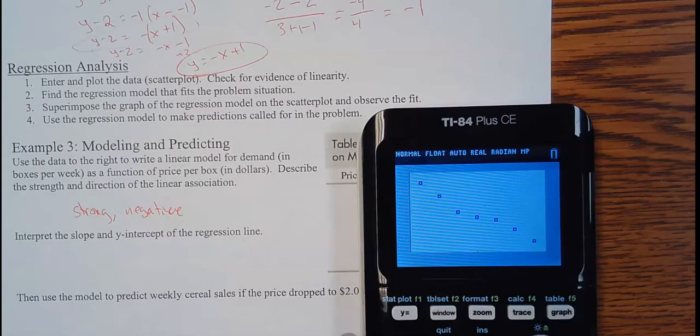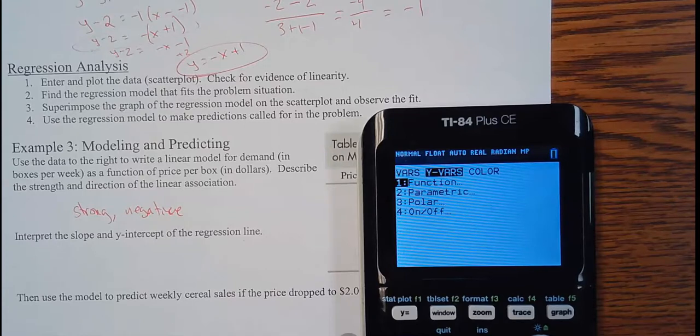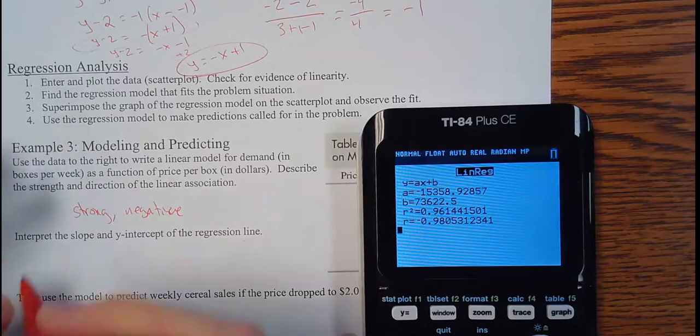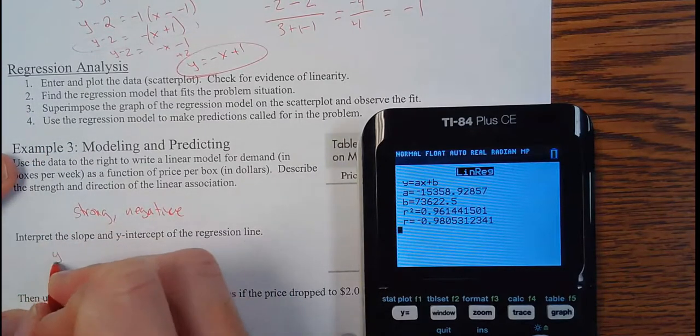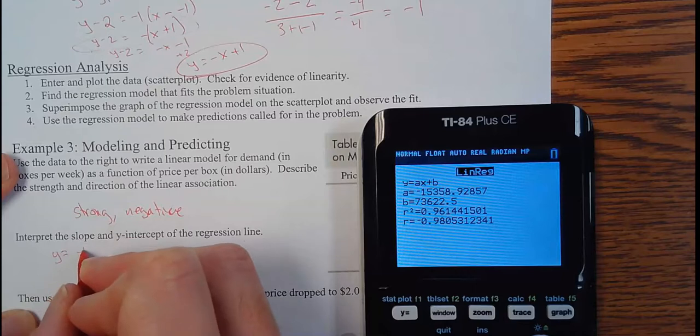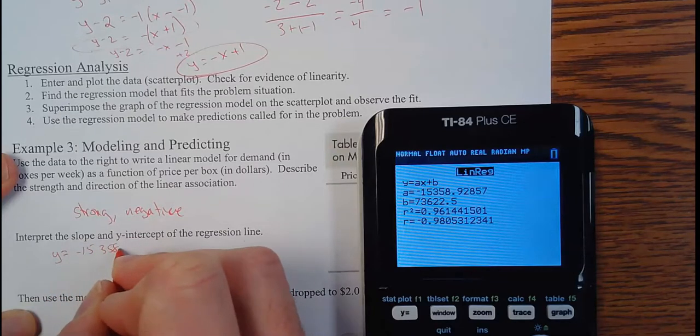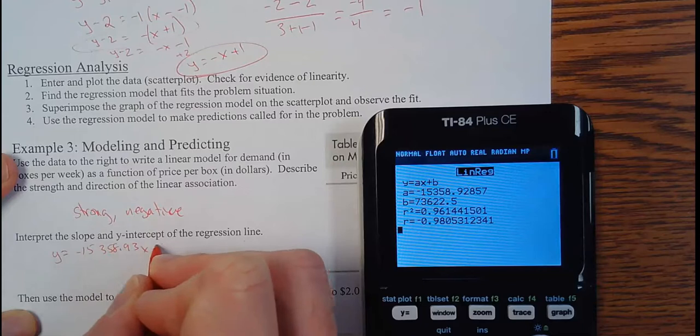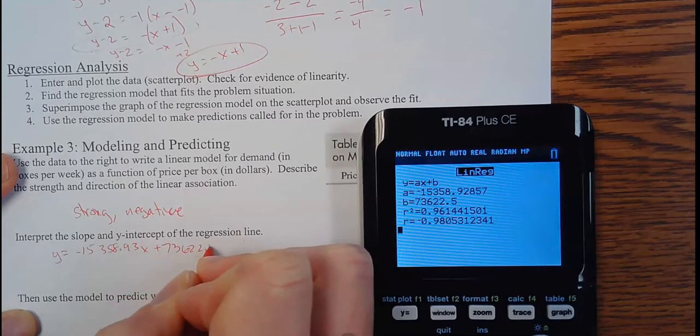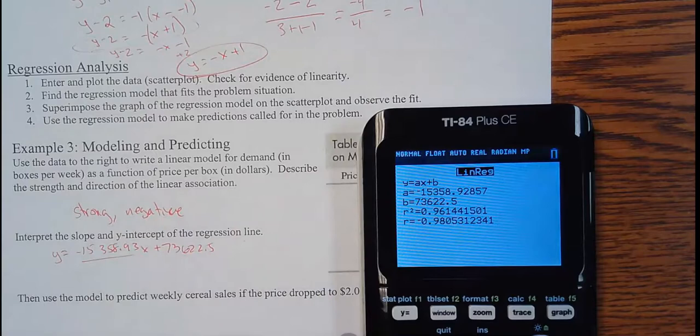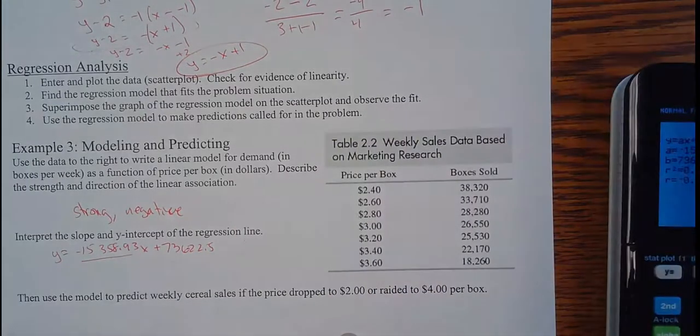Okay, and then let's find that, guys. Let's run the regression. Stat, Calc. Okay, so interpret the slope and the y-intercept. Now this is y equals negative 15358.93x plus 73622.5. So for that slope, I'm going to write it out first and I'll explain it here.